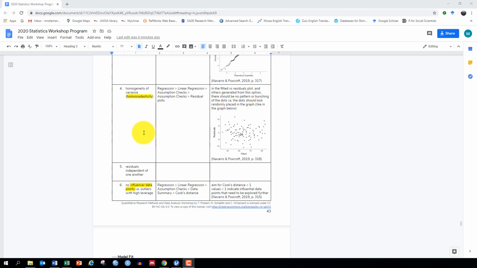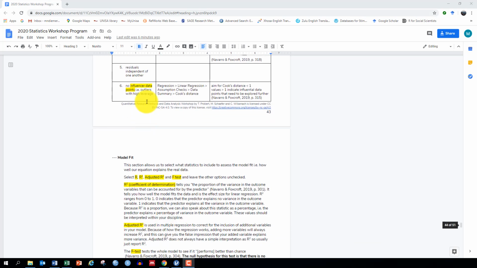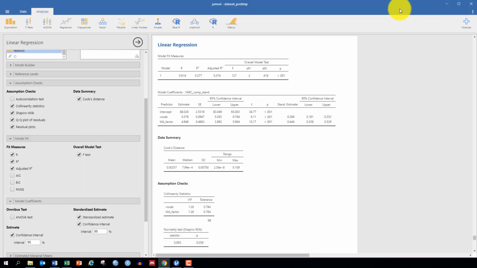And finally, we must check that there are no influencer data points. These are outliers with a lot of leverage, so they pull the regression line out. We can check this with Cook's distance. Now let's return to our output. We specified all these options in the previous video. Let's now go and check.